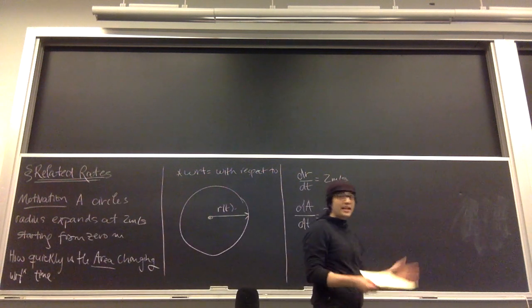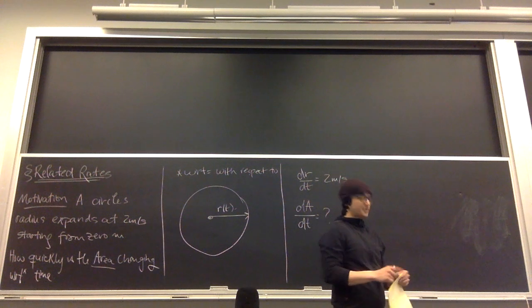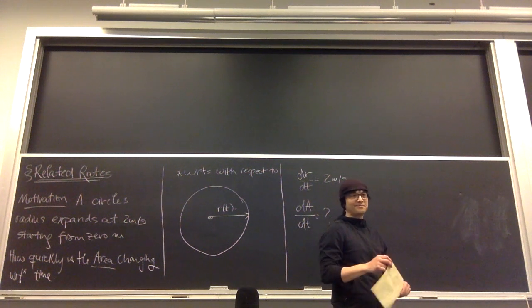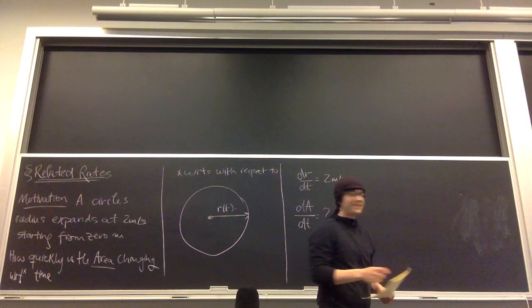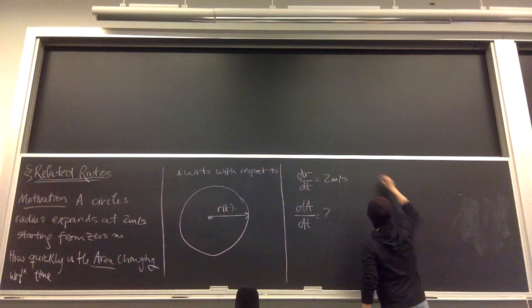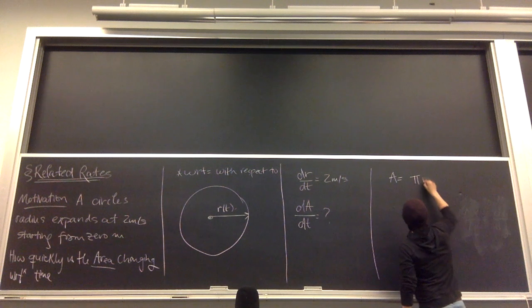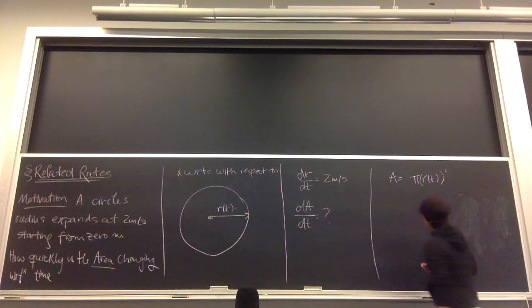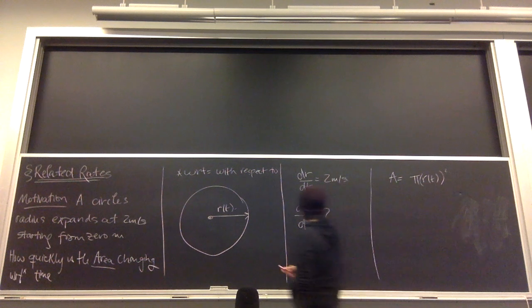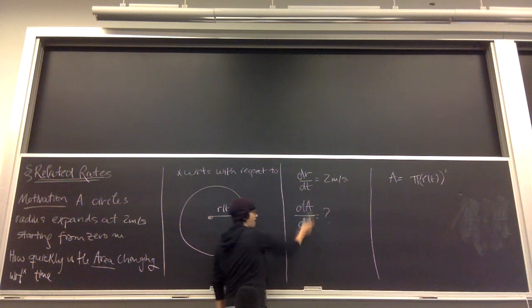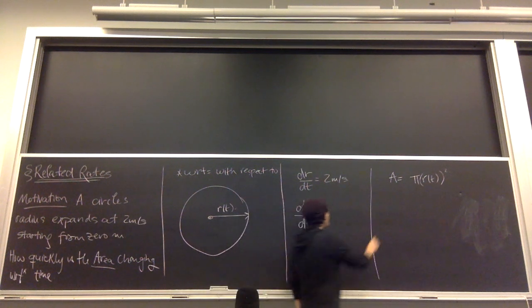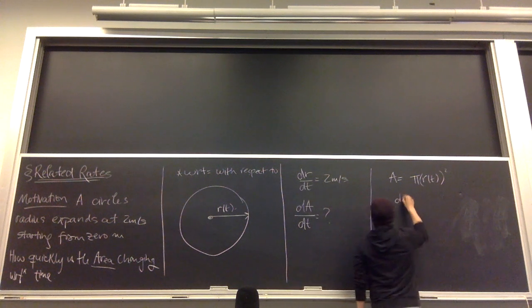Can anyone tell me any relationship between the area of a circle and its radius? Yeah, we know that the area of this circle is pi r(t) squared. Now what's the value I want? I want the rate of change of the area with respect to time. So if I take the derivative of this, what are we going to get?